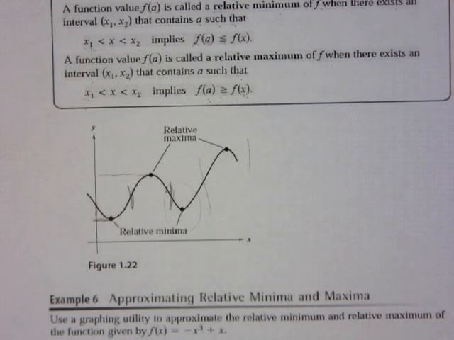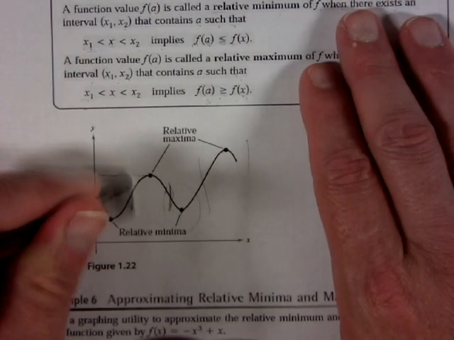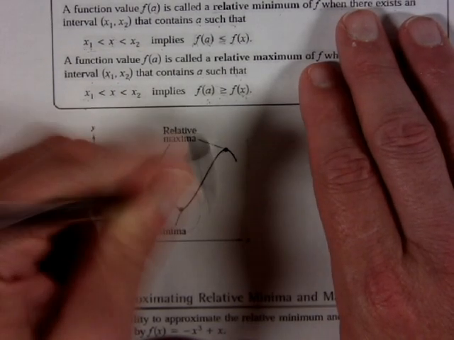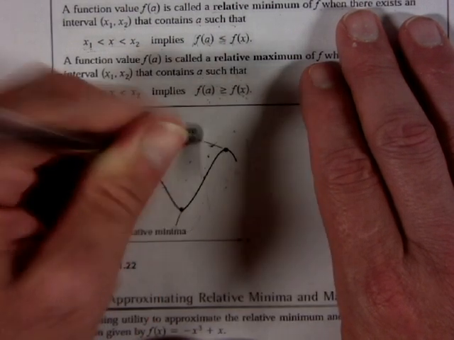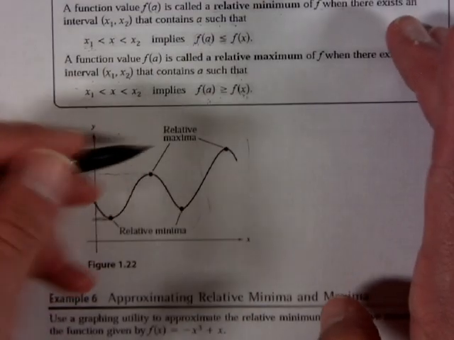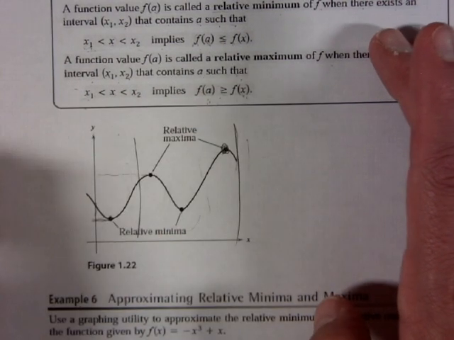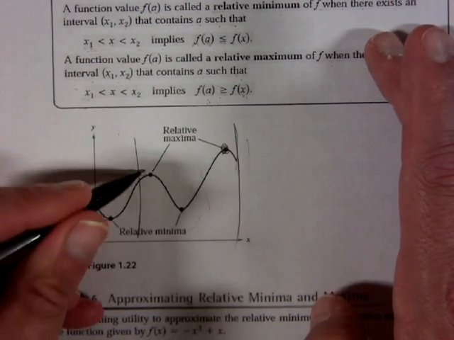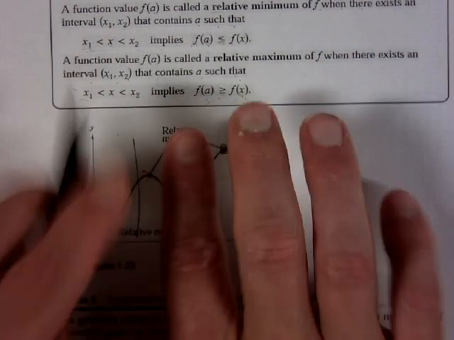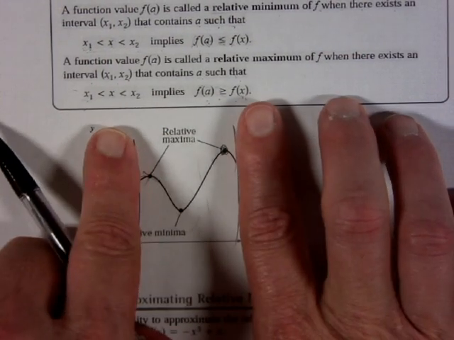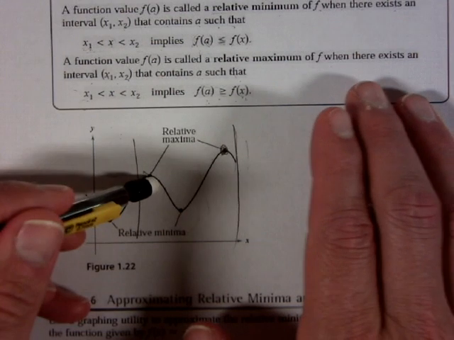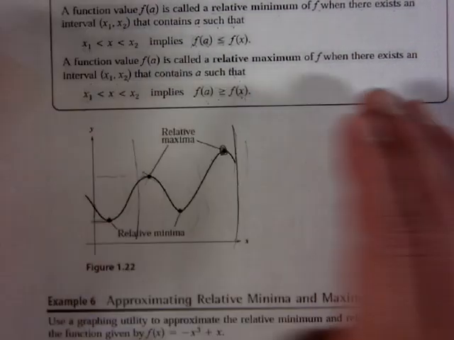And a lot of times a relative maximum or minimum could depend on what interval you're looking at. For example, if I was looking at the interval from here to here, then this would be the only relative maximum. This wouldn't be a maximum. It's a maximum for the smaller interval, but it wouldn't be a maximum for the bigger interval. So keep that in mind too when you're looking at this.